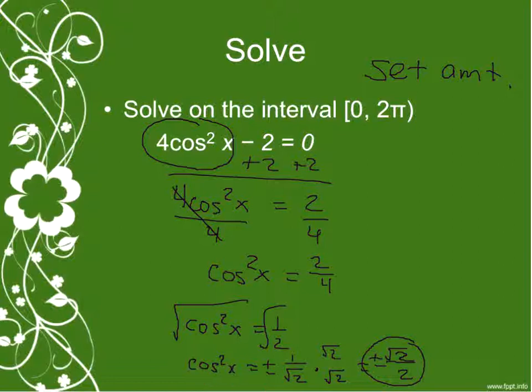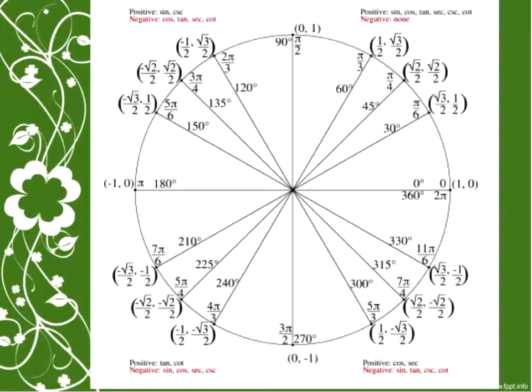Okay, so now I have cosine. Oops, I should have taken my square there. So now I have cosine x equals plus or minus root 2 over 2. So we are going to look at our unit circle, and since it's cosine, this one's a little easier than tangent. I'm just looking for my x values. Where do I have an x value of plus or minus root 2 over 2? Let's take a peek. So here's one.